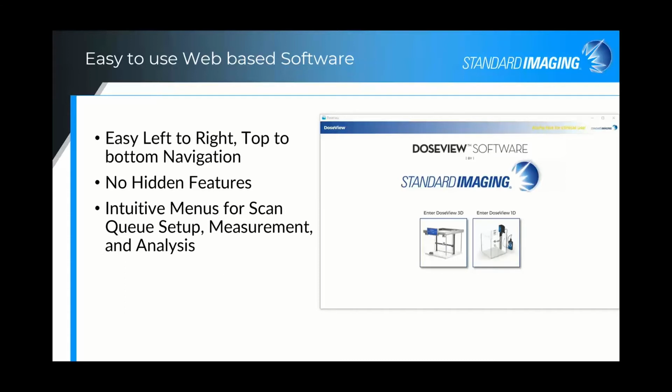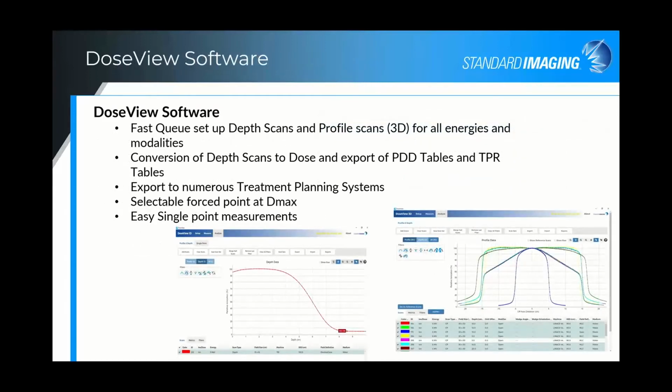Very intuitive menus and setup for the scan queues, the measurement, and the post scan analysis and post scan processing of the system. Like I said, the fast queue setup for depth scans and profile scans for your 3D, for all your energies and all your modalities, including triple F, electrons, photons, etc. You have easy conversion of your depth scans from your ion base to dose, and easy export of PDD tables and TPR tables as well.